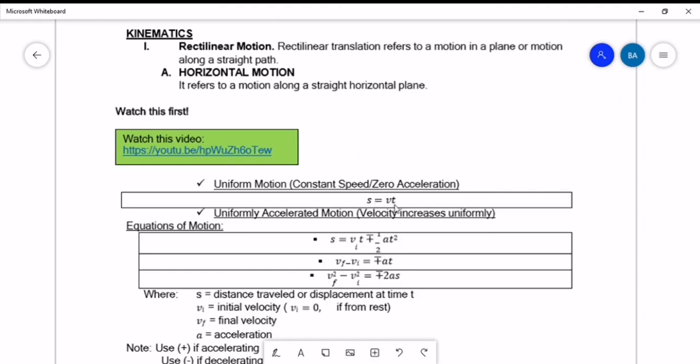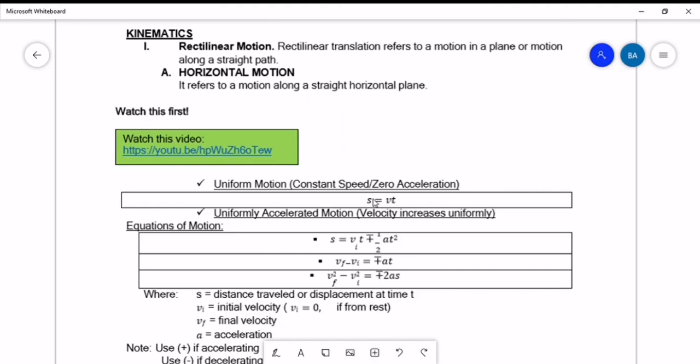It was already stated in your module that there is what we call a uniform motion, which means it has a constant speed. Any problem in which the speed is constant, therefore there is no acceleration, we can say that is a uniform motion. And the formula that you will be using is displacement equals the velocity times the time.